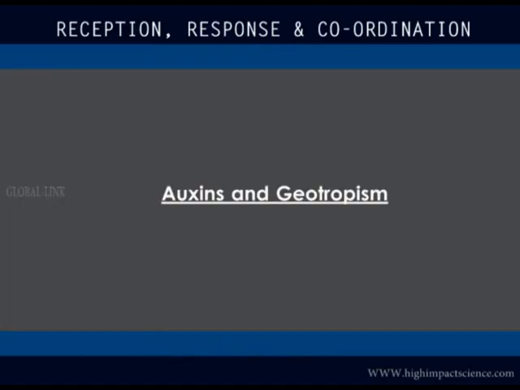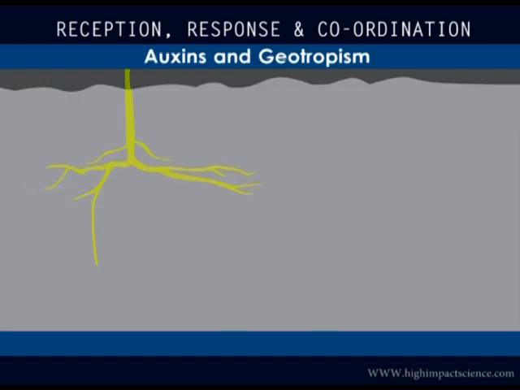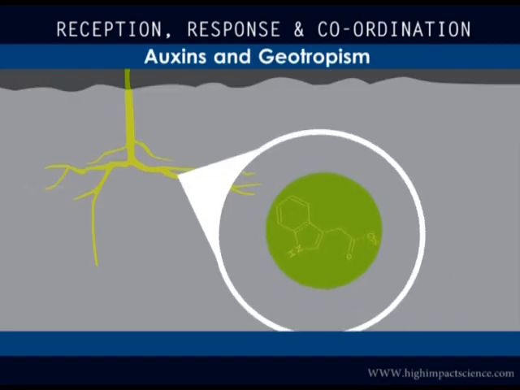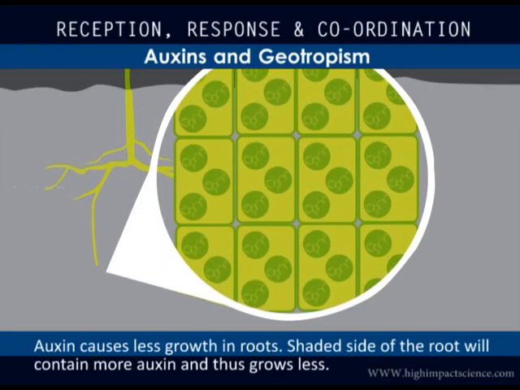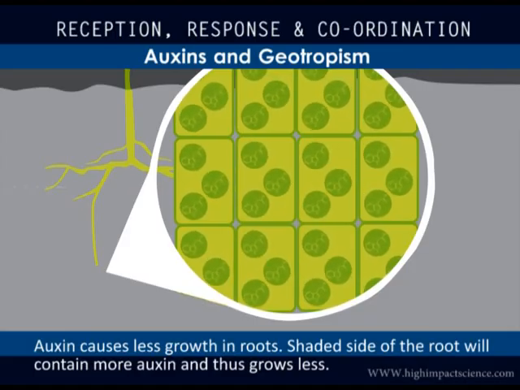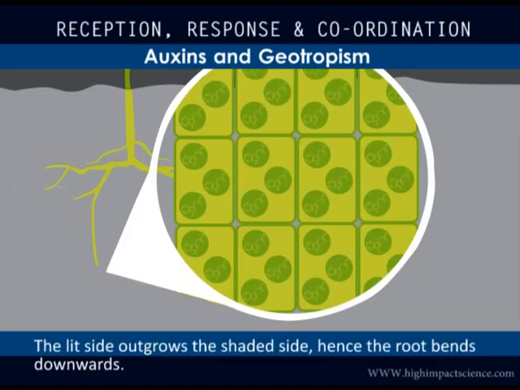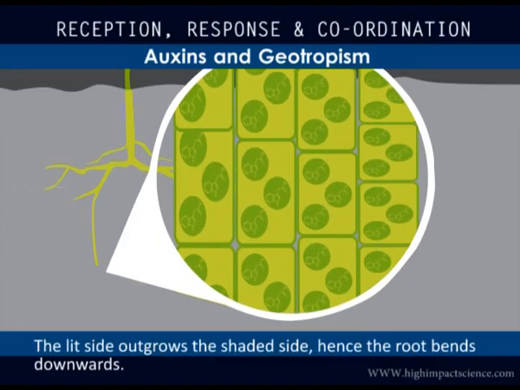Auxin and geotropism. Auxins have the opposite effect on root cells. In roots, auxins cause less growth. The shaded side of the root will contain more auxin and so will grow less. This enables the lit side of the root to grow more and bend away from light.